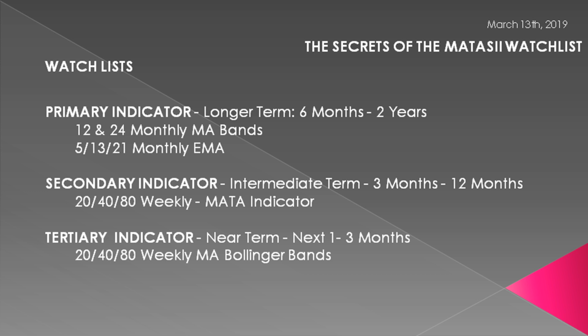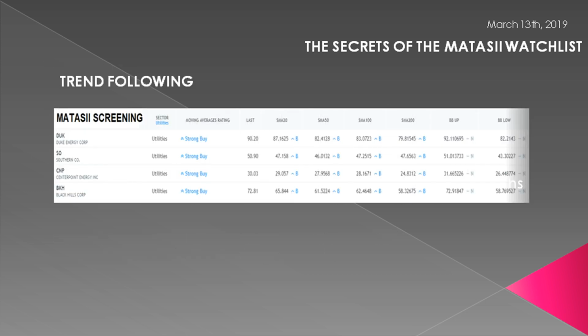The tertiary indicator is really the near term, the next 1 to 3 months. It also uses a 20, 40, 80 weekly, but is focused on Bollinger Bands and how they operate. Before we add securities that meet the cycle positioning and asset selection process, we also run them against our proprietary, what can be best termed a trend following methodology. We don't want to be in particular securities that will underperform the sector itself, but rather those that have the best chance of outperforming the sector.